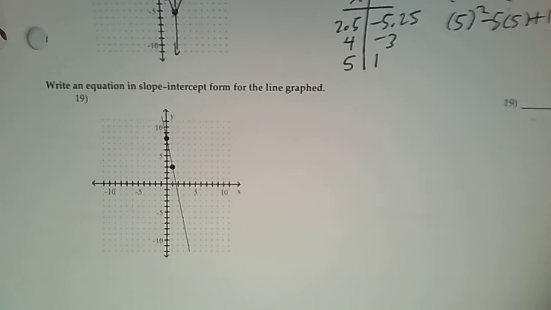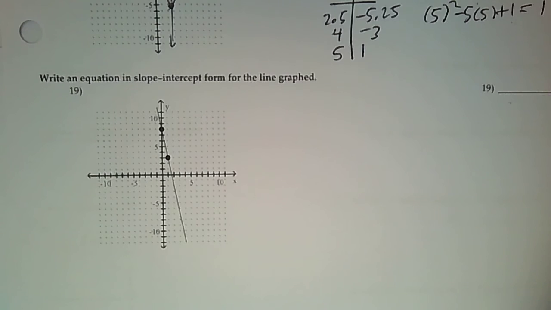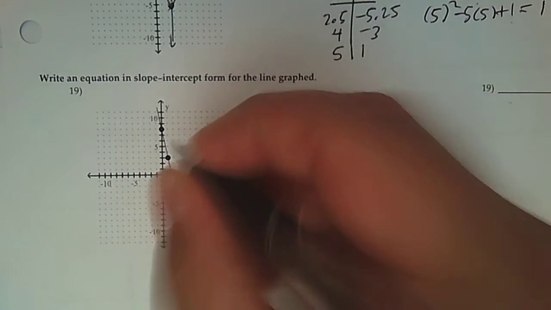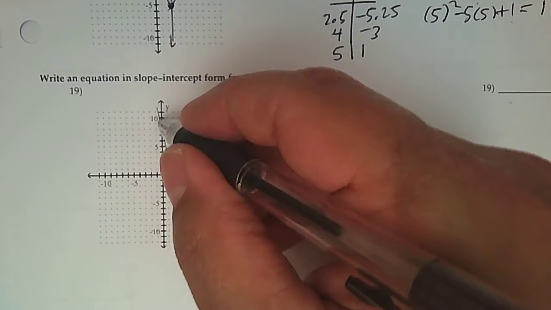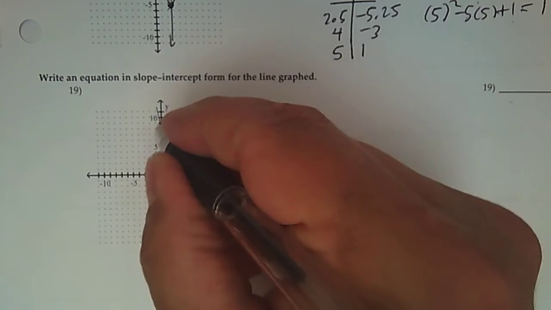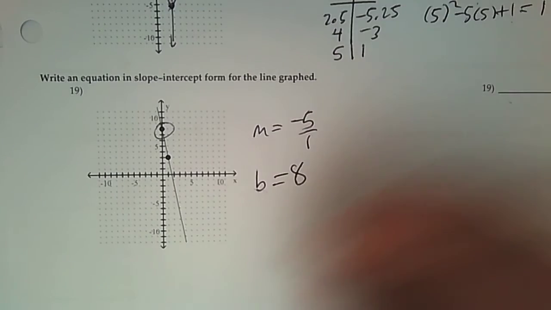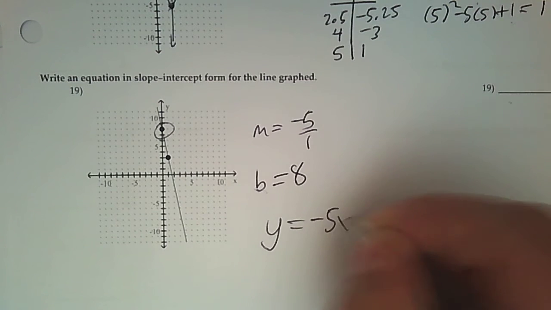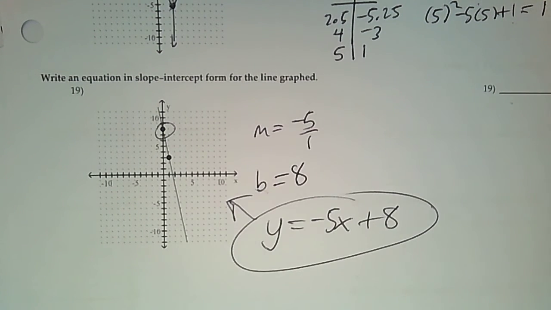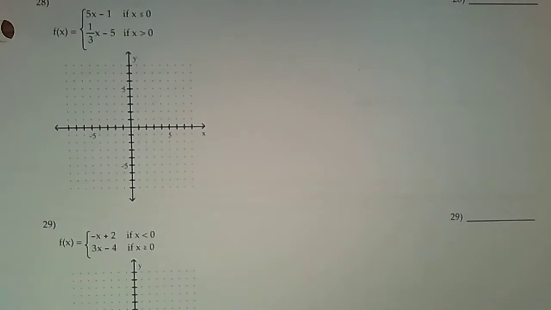All right, number 19. Can you write an equation in slope-intercept form of this line? So I need to know the slope. It's negative. So how many down and how many to the right? So it's negative 5 over 1. What's the y-intercept? Where it crosses the y-axis. If you count, that's 8. So just put it together, and it's negative 5x plus 8, and that's the equation of that line. That's in the slope form y equals mx plus b.